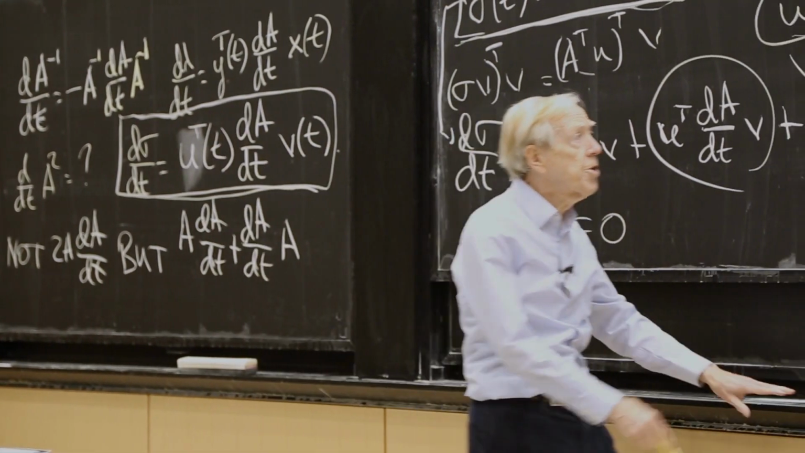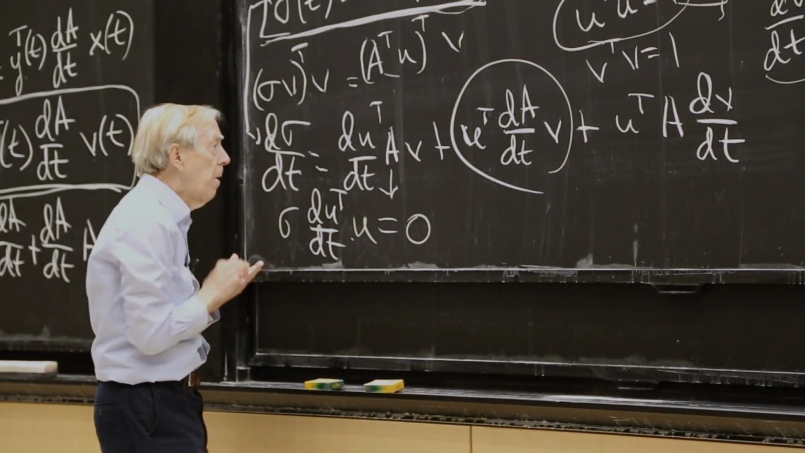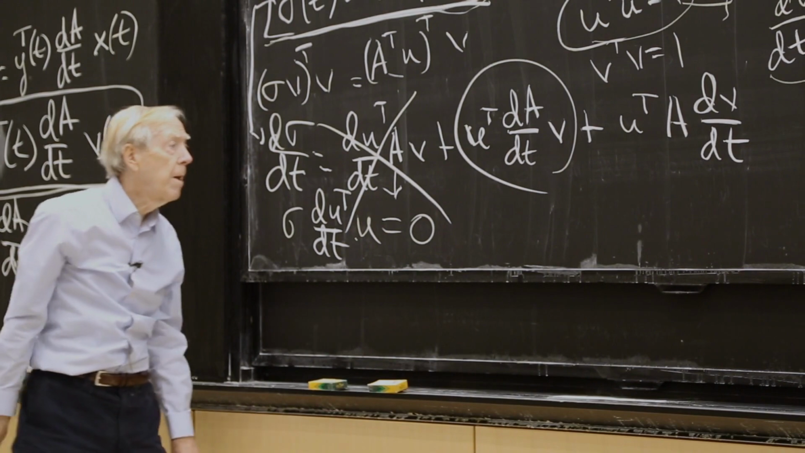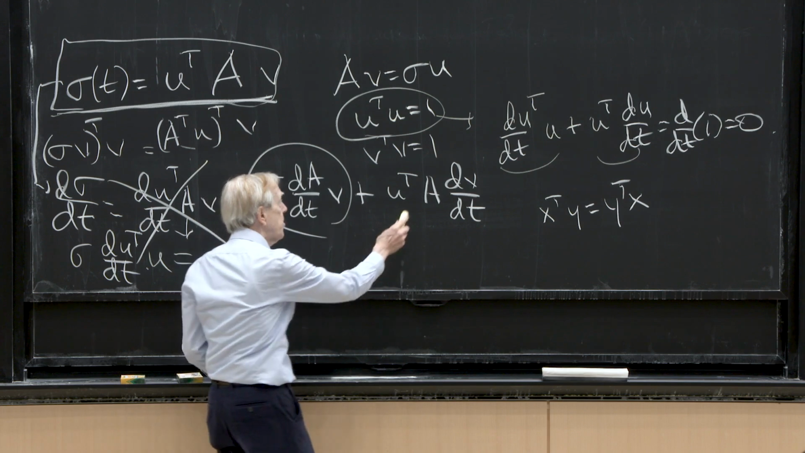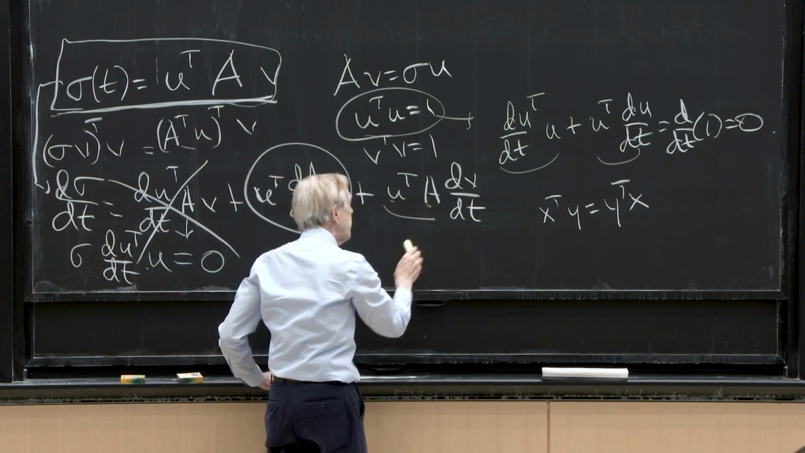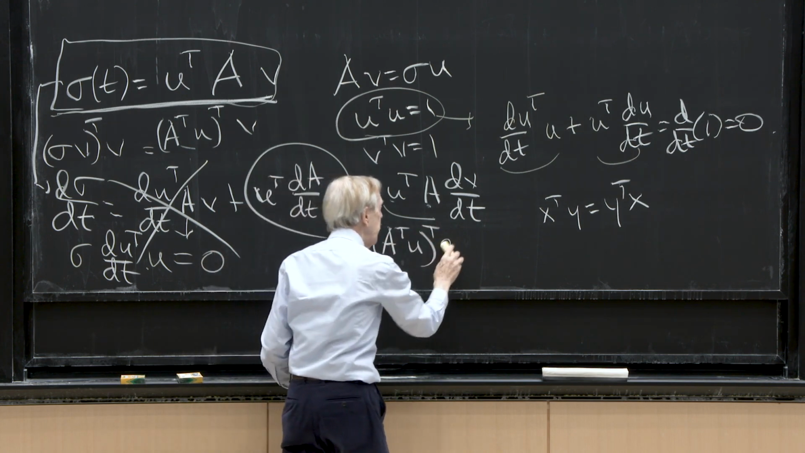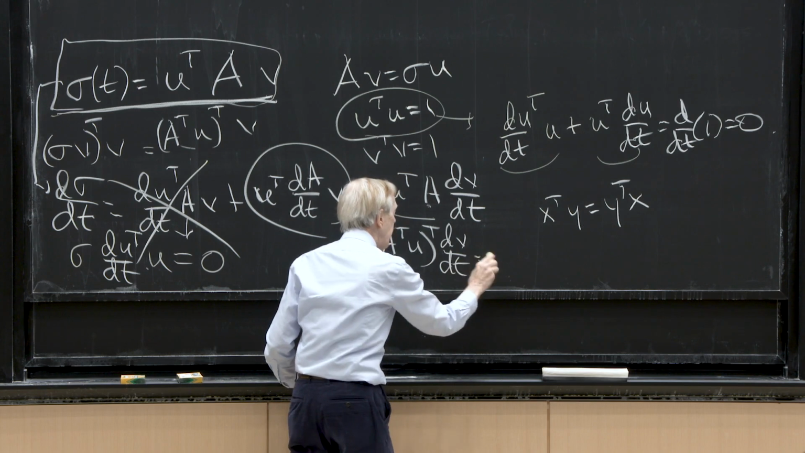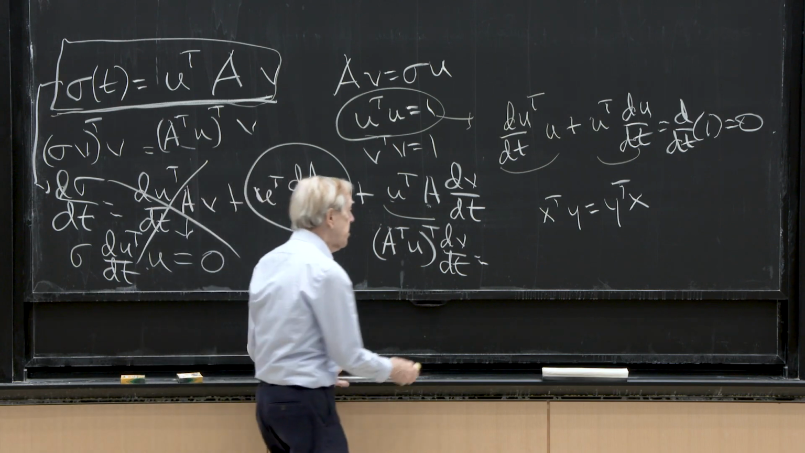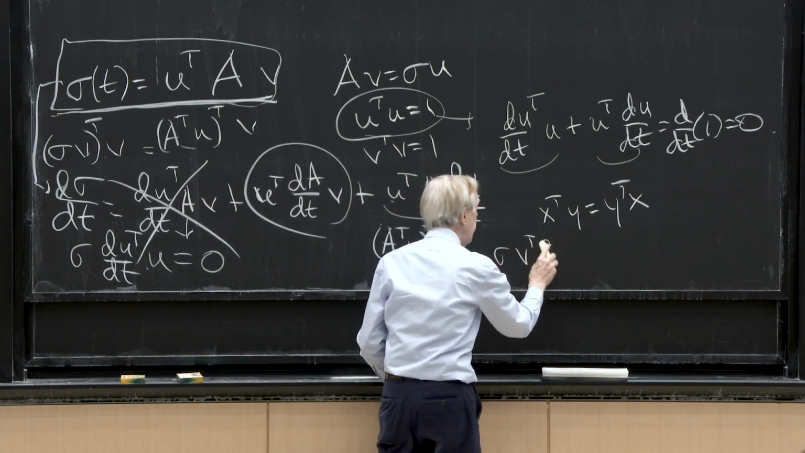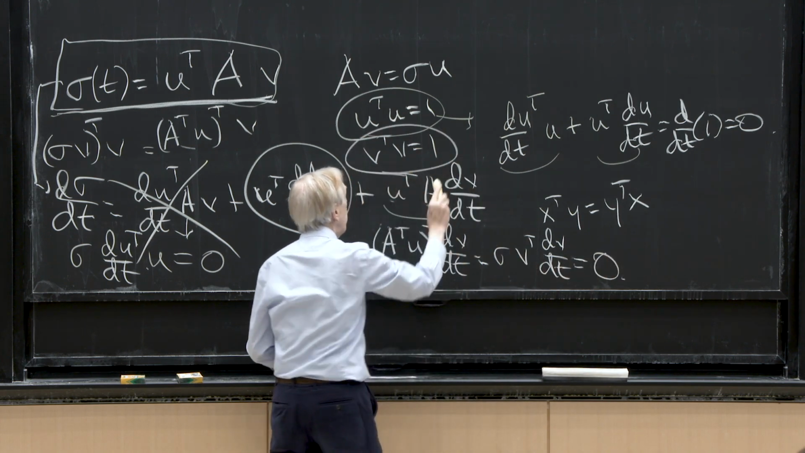So you see, this is just two of these, and it gives me 0. So that term's gone. And totally similarly, this term is gone. This is A transpose U, all transpose, times dV dt. And what is A transpose U? It's sigma V. So this is sigma V transpose dV dt. And again, 0 because of this.